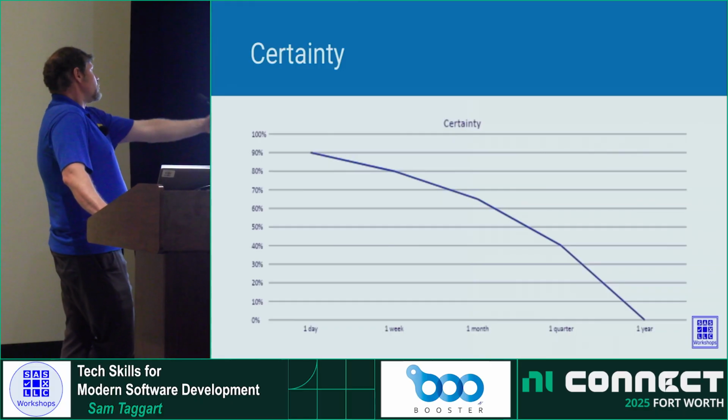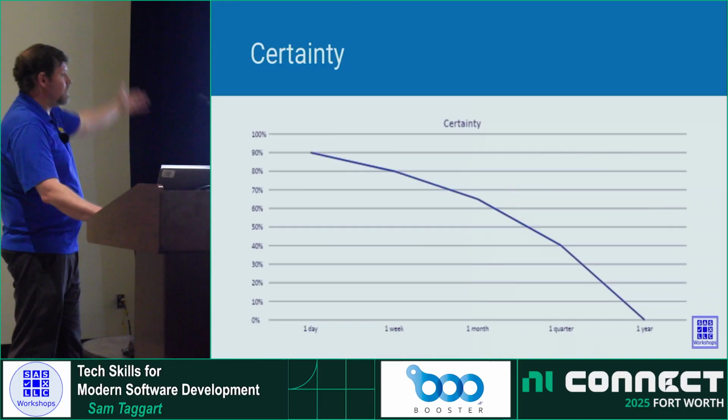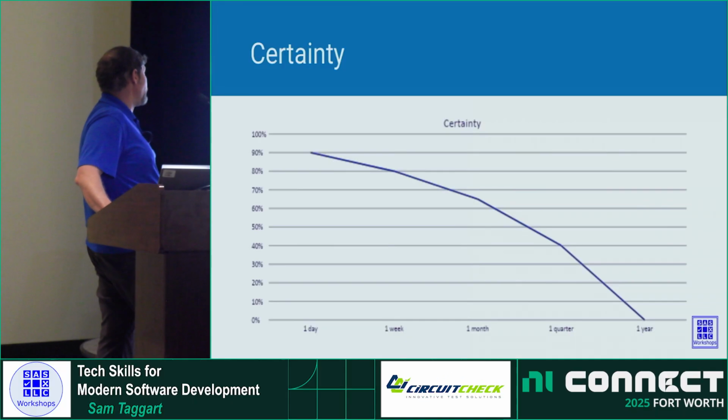So the shorter time frame we plan on, the more predictable we can be. It doesn't mean things don't happen, but there's a higher chance that our plans actually work out the way we intended.